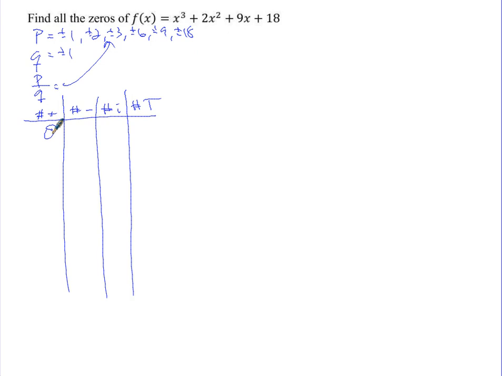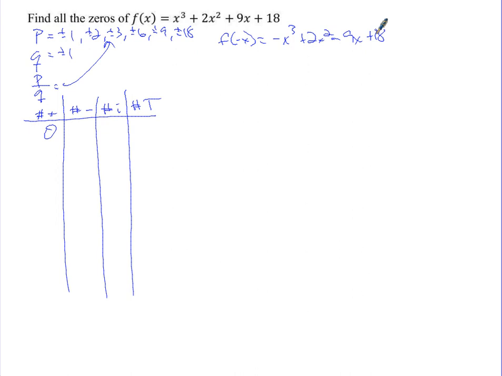There's 0 negatives. How do you know that? You don't know that. Change the f of x to f of negative x and change the signs for the ones that need to be changed. X to the third changes. Negative x to the third. 2x squared stays the same. Plus 2x squared. 9x changes to negative 9x. 18 stays the same, positive 18.